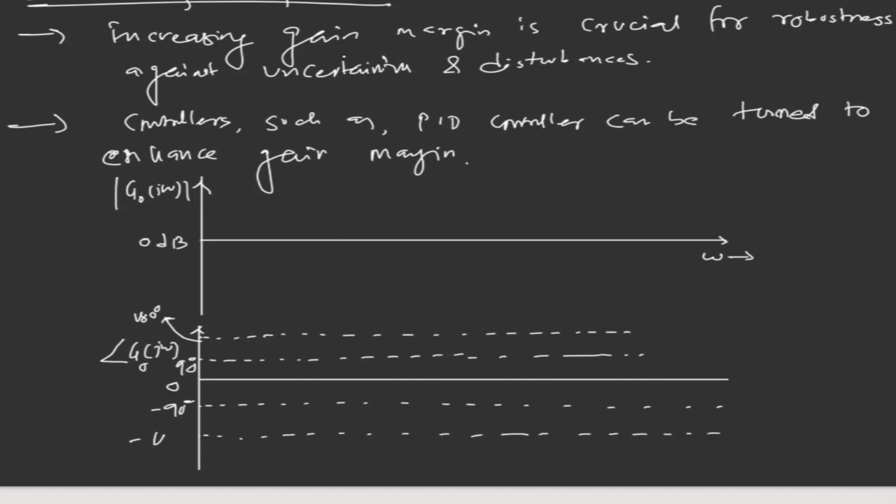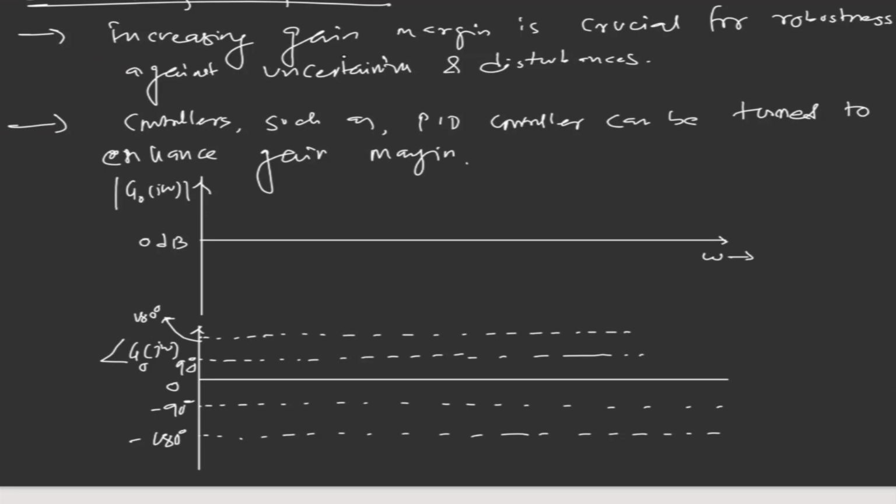And this is the minus 180-degree line. What is the 0 dB line? Here the plot is in logarithm scale. 0 dB basically means that the magnitude of the transfer function is 1, so if you take the log, it is 0. So this is in logarithm scale, and that's why magnitude is generally measured in decibel.